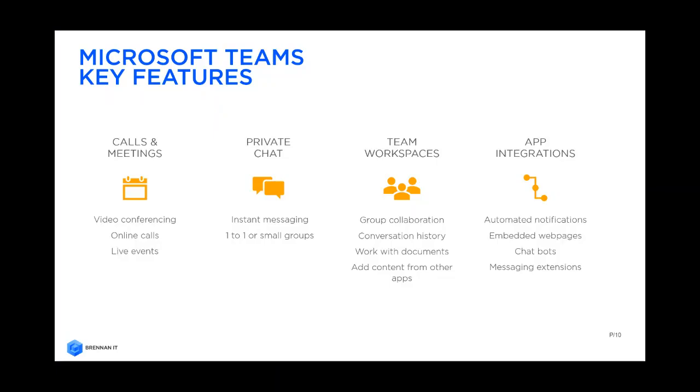So the key features of Microsoft Teams are really these four areas. You've got calls and meetings, private chat, team workspaces, which is what we're focusing on today, and app integrations. So there's a lot of functionality you get in one app, and you don't have to use it all straight away. You might want to start simple and then expand the functionality as you go. And generally, this is what we recommend as well, particularly around the team workspaces.